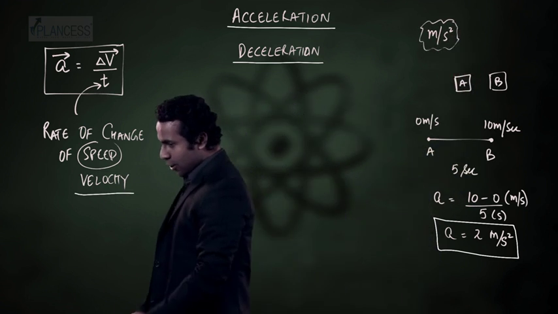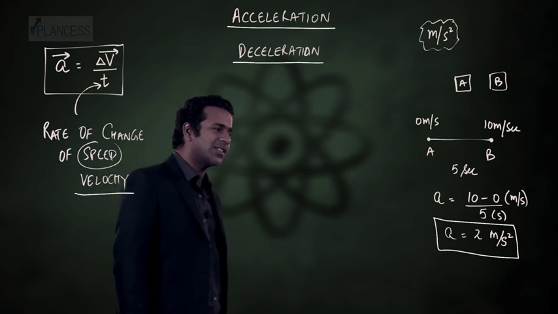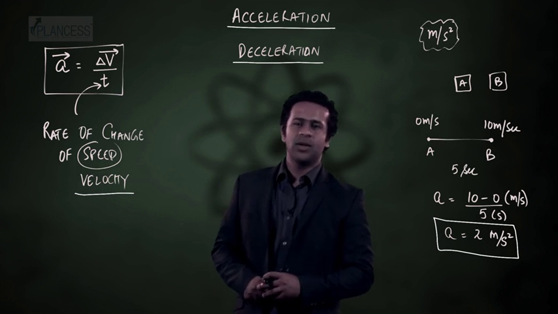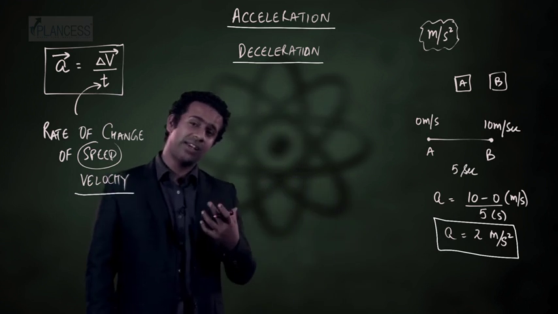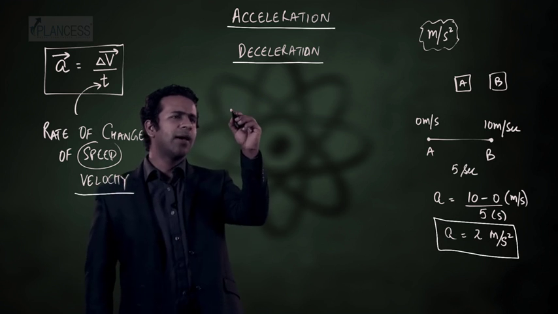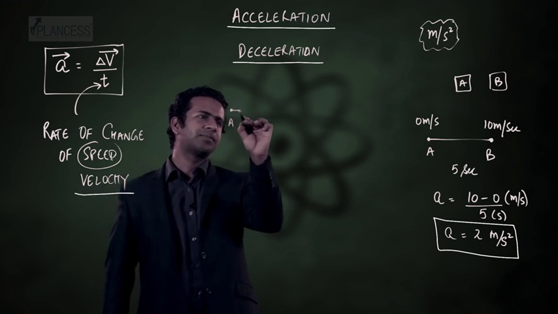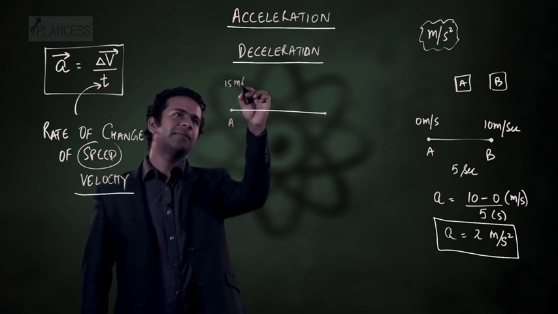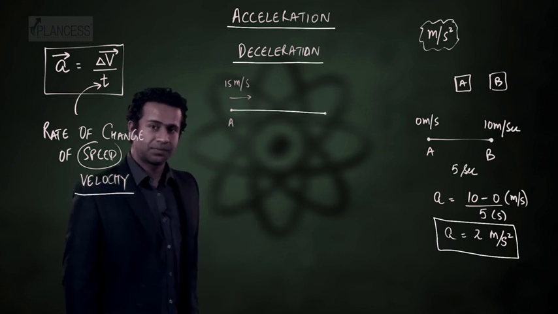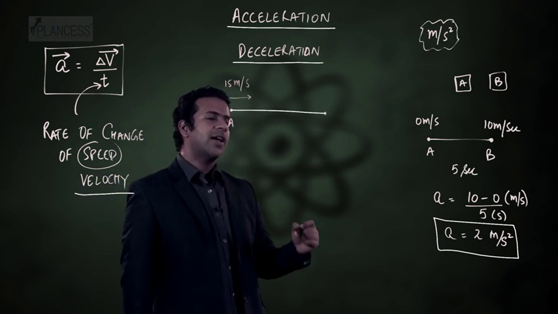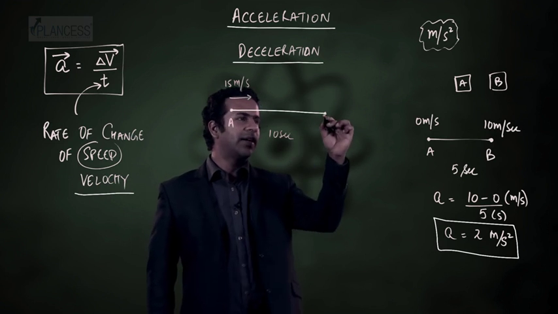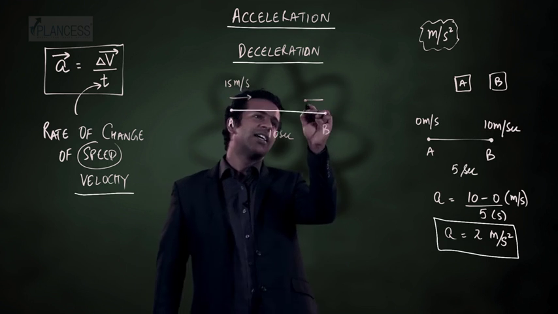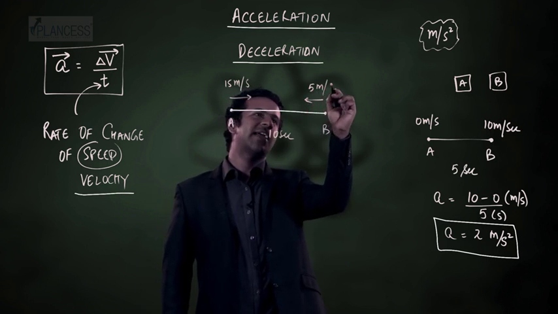Right. So you may have noticed that in this case we did not take any signs into consideration. Let's take an example which highlights how sign is important. So let's say a particle starts from point A where it has a speed of 15 meter per second rightwards, and then say after 10 seconds it reaches a point B, and at this point it has a speed of 5 meter per second but leftwards.